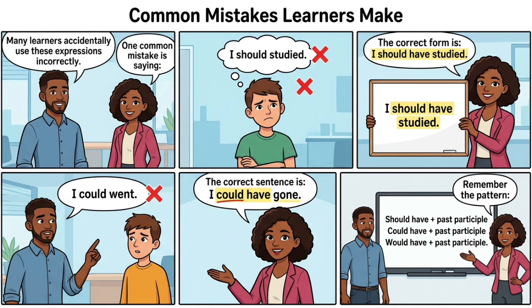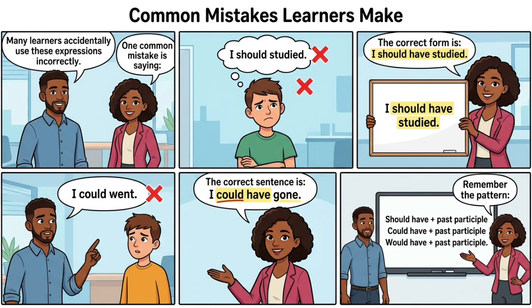Practice conversation. Let's practice. Imagine you forgot your friend's birthday. I should have remembered it. Good. Imagine you had enough time to buy a gift but didn't. I could have bought a gift. Excellent. Imagine you skipped your doctor's appointment. I should have gone to the appointment. Imagine you had several appointment times available. I could have chosen an earlier appointment. Perfect.